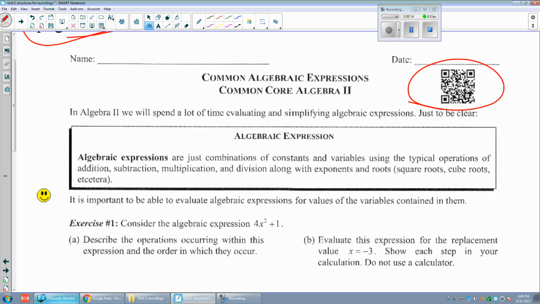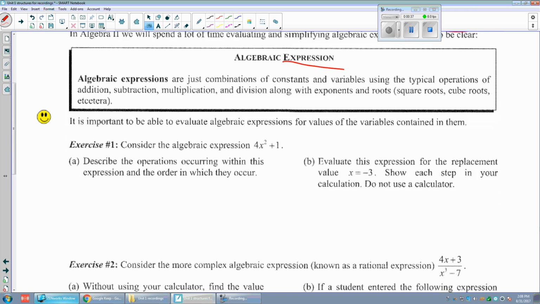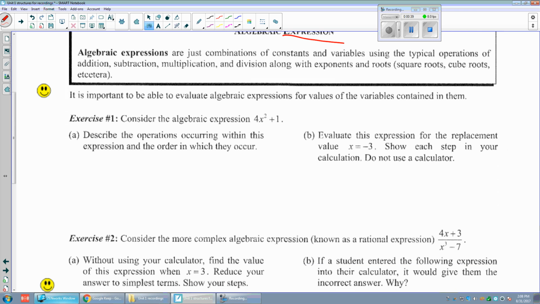Okay, algebraic expressions are just a combination of constants. Notice it says expression, not an equation or an inequality. It's a combination of constants and variables using the typical operations of addition, subtraction, multiplication, division, along with a shortcut for multiplication, squares and cubes, and then the roots, which are square roots and cubed roots, etc. It's very important to evaluate an expression for the values for the variables that are contained inside them.